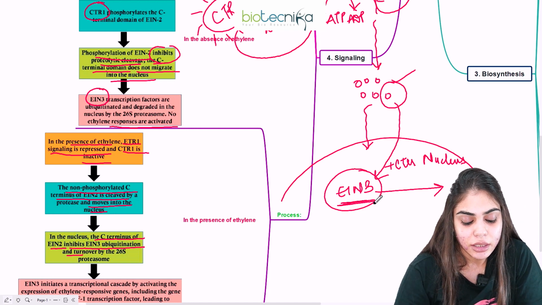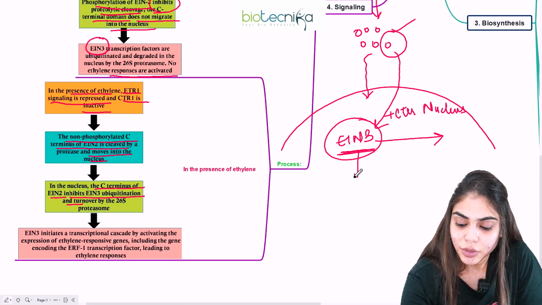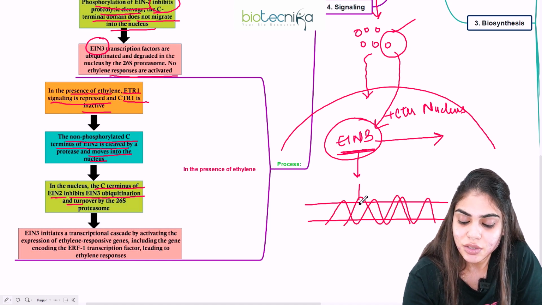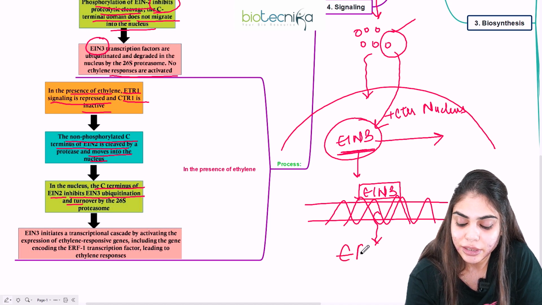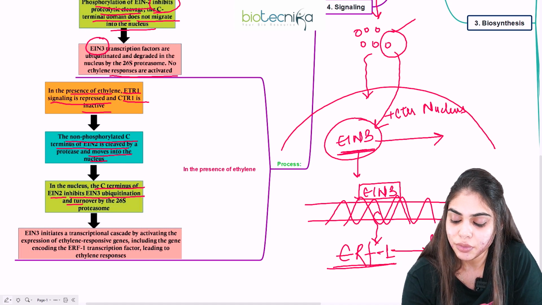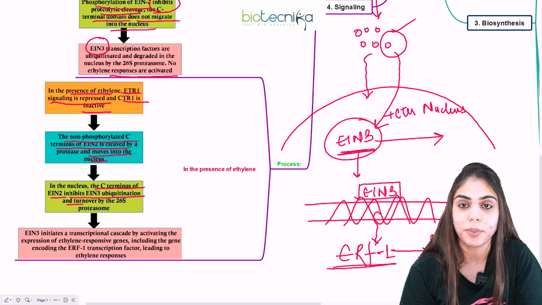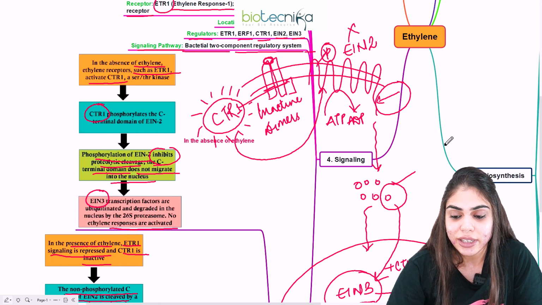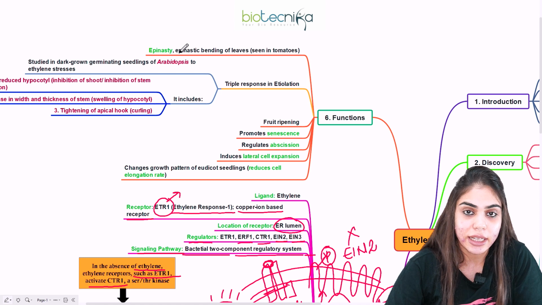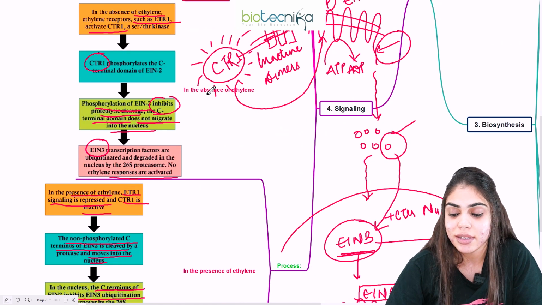That will bind to the DNA segments, to the ethylene response element, which will initiate the transcription of one factor known as ethylene response factor 1. And this transcription factor is only responsible for the induction of ethylene induced responses in the plant. And with this, the functions that we have seen are all seen in plants. So all these functions are seen in the plant body once the transcription process is induced.